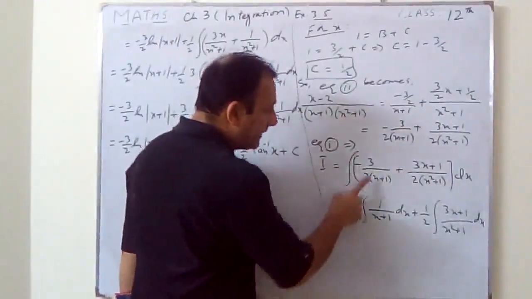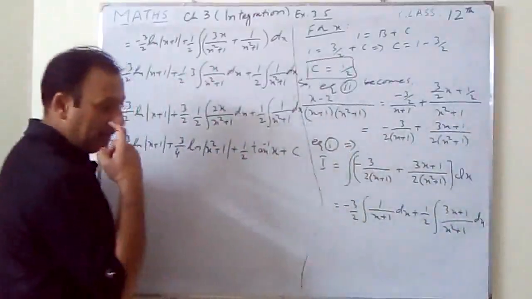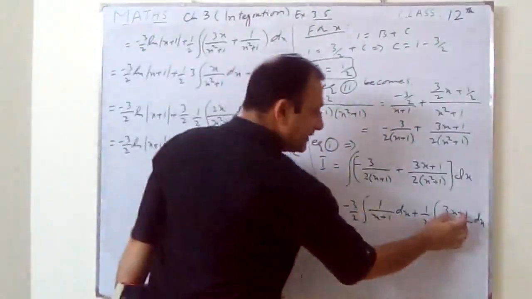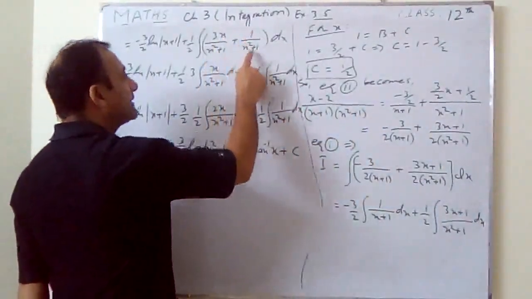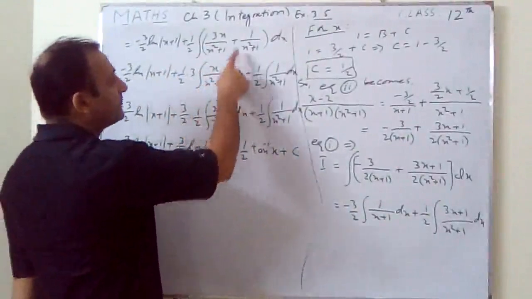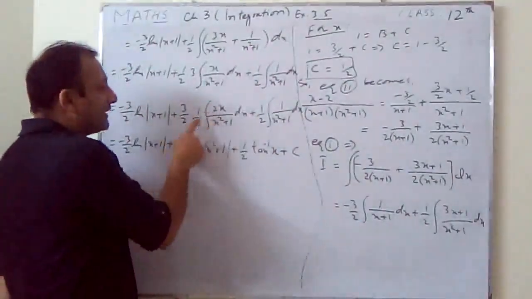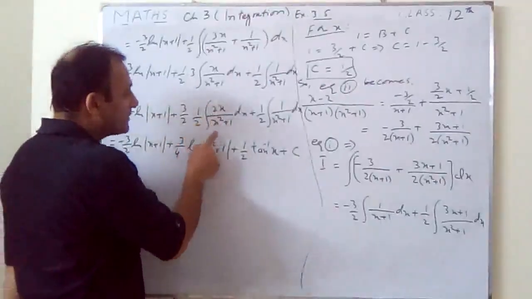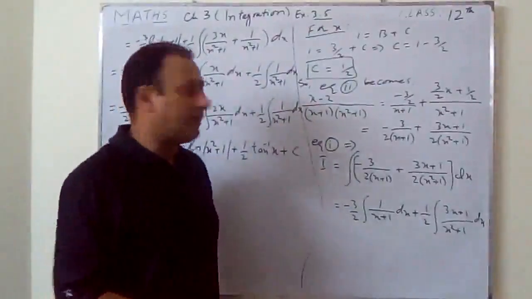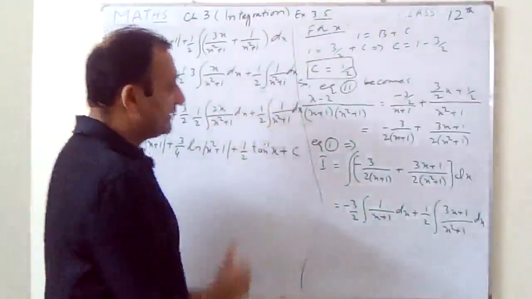So this is the way how to integrate that. Here minus 3 by 2 times 1 over (x plus 1) plus 1 over 2, I have taken common out, (3x plus 1) divided by (x square plus 1). First of all, split this one: 3x over (x square plus 1) plus 1 over (x square plus 1). Minus 3 by 2 log of (x plus 1) plus 3 out, x over (x square plus 1), plus 1 over 2, 1 over (x square plus 1). Here we need 2, so multiplying and dividing by 2. So 3 over 4 log of (x square plus 1), because the derivative of x square plus 1 is 2x, and 1 over (x square plus 1) is the derivative of tan inverse x. So plus constant of integration. So this is the way how to integrate this value.